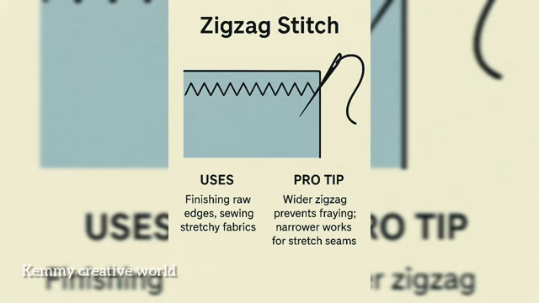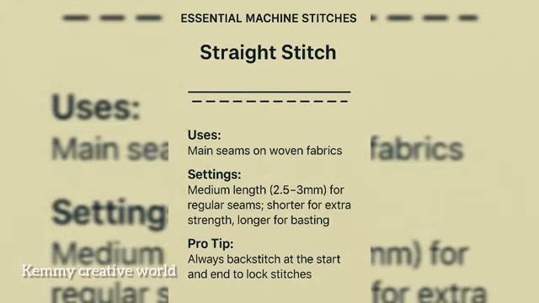Zigzag stitch. Use it for finishing raw edges and sewing stretchy fabrics. Adjust width and length based on fabric. Wider zigzag prevents fraying. Narrower works for stretch seams. Now let's move on to machine stitches, which are faster and more consistent.